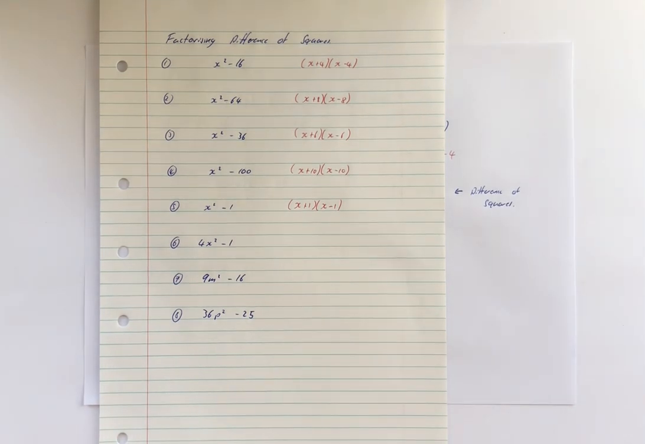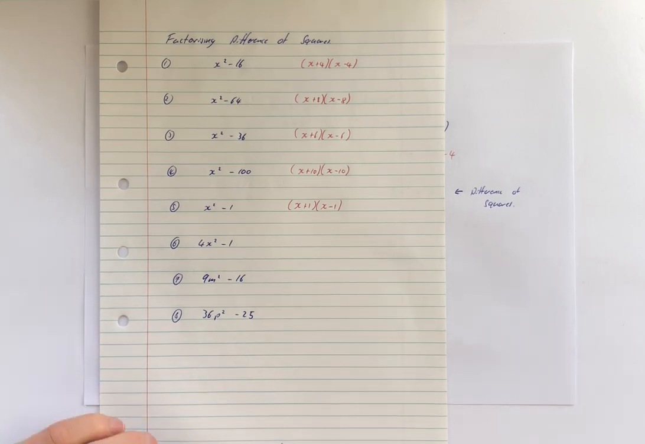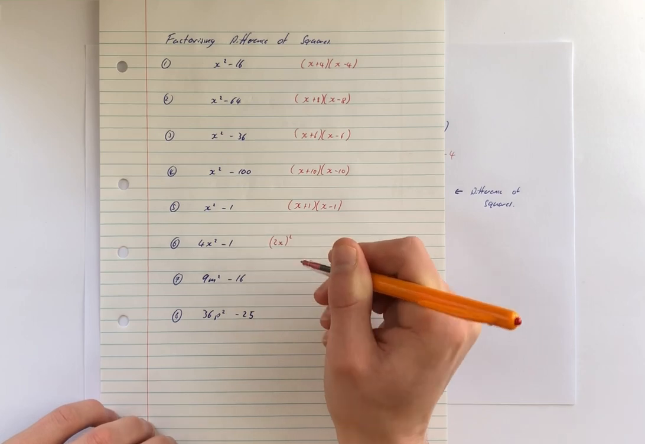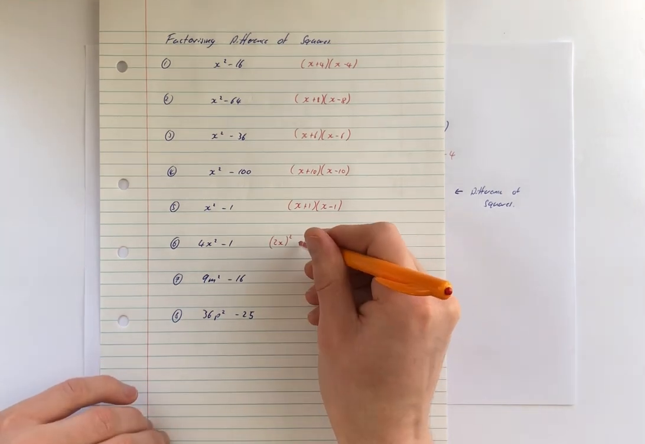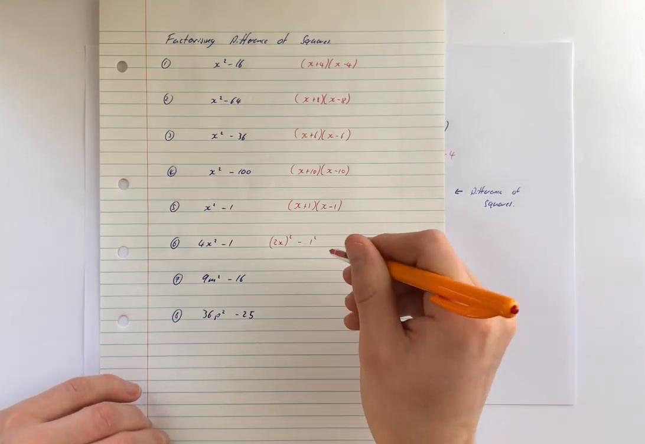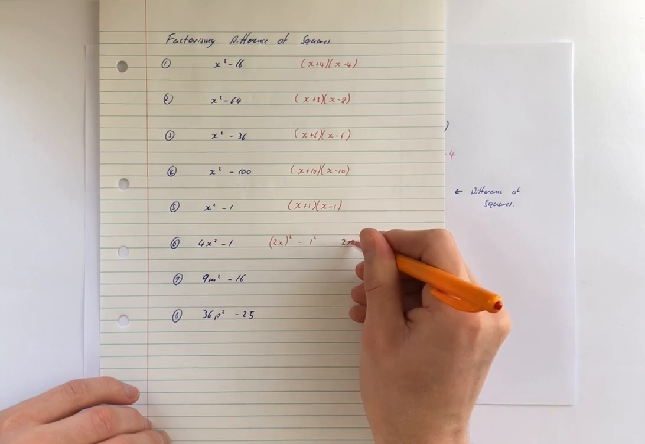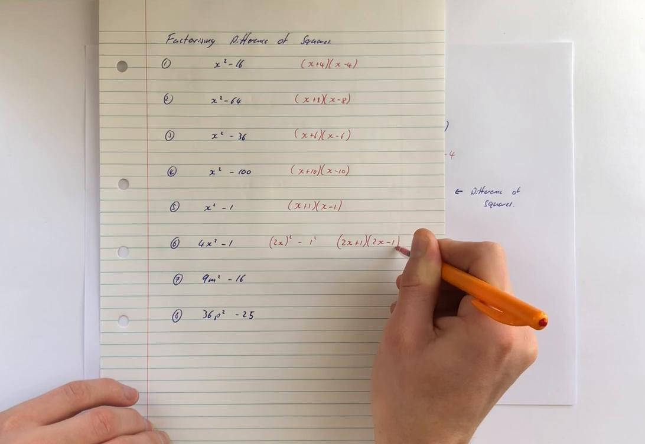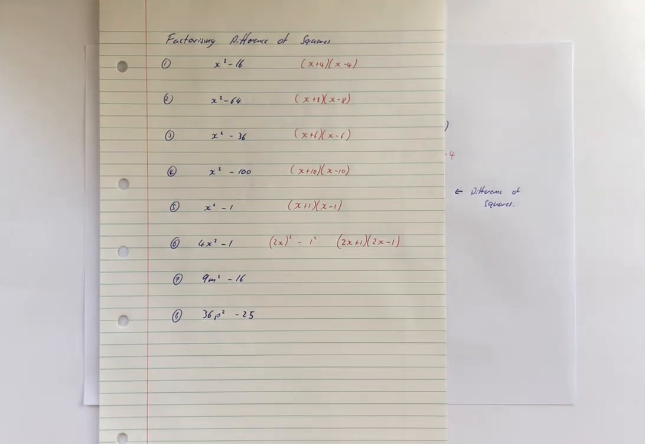Now we've got 3 more complicated ones for you to have a go at. We have, for question 6, 4x squared minus 1. Well, what are the two things that are being squared? First thing being squared is 2x. That's being squared to give 4x squared. And the other thing is 1 is being squared. So this is going to become 2x plus 1, 2x minus 1.